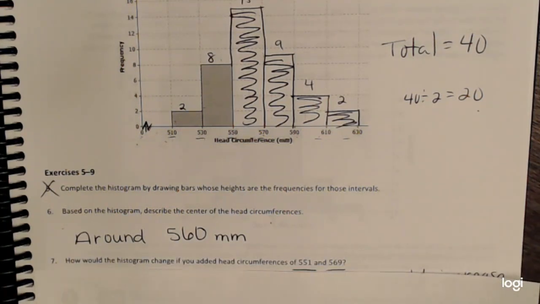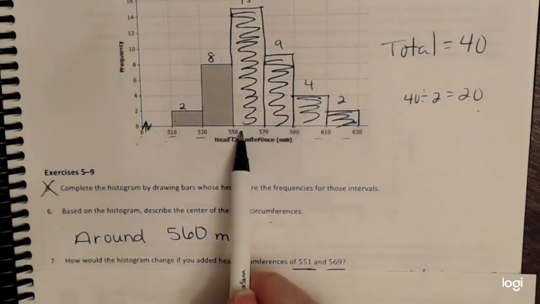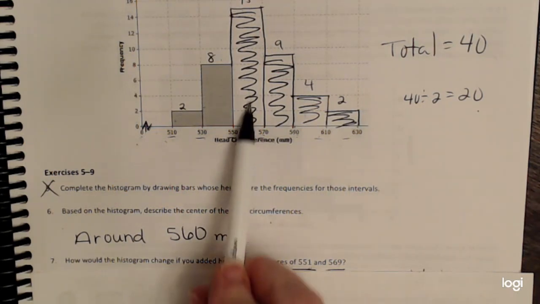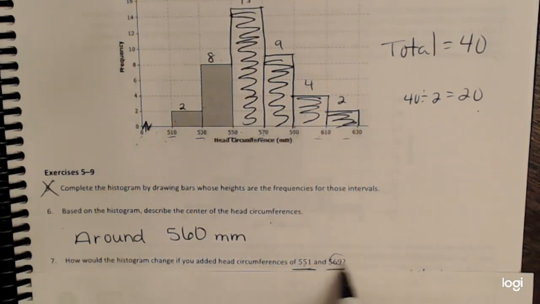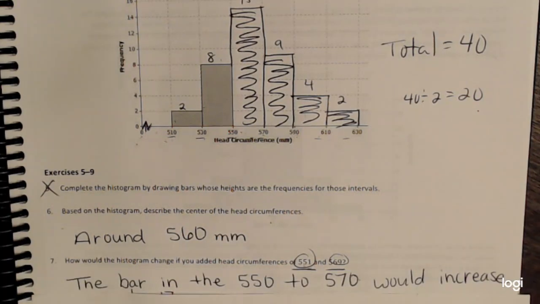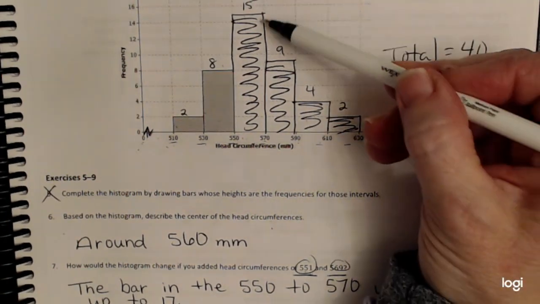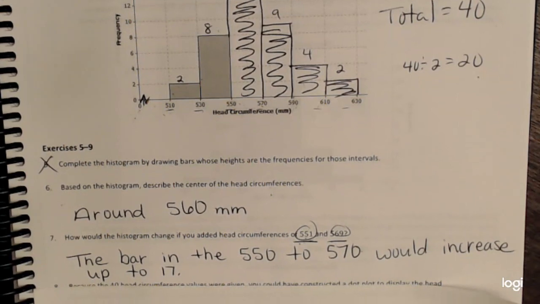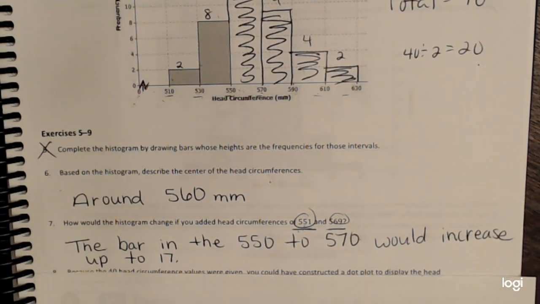The next question says, how would the histogram change if you added head circumferences of 551 and 569? Well, if you notice, 551 would be right in here, and so would 569. So I'm basically going to make this bar go up by these 2 scores. I put here that the bar 550 to 570 would increase up to 17, when it currently is at 15, because I'd go up by 2. I'll move that up so you can write that down. Remember, pause your screen if you need to so that you can stay up with me.